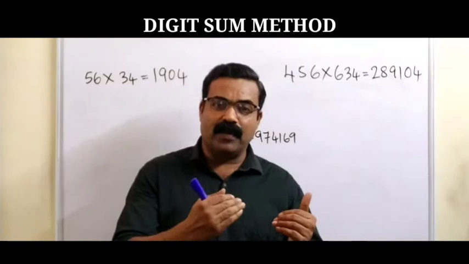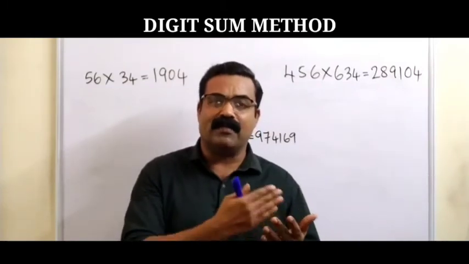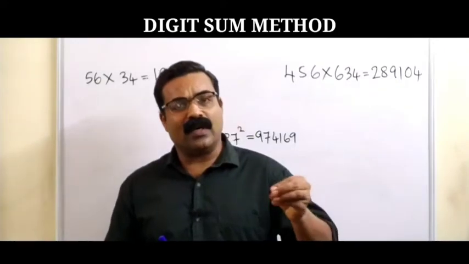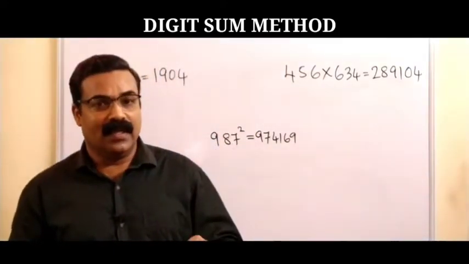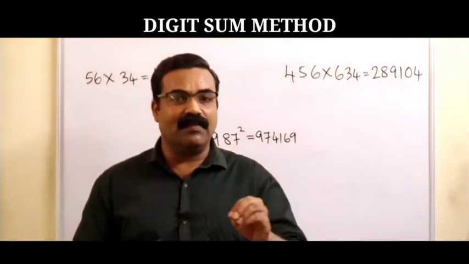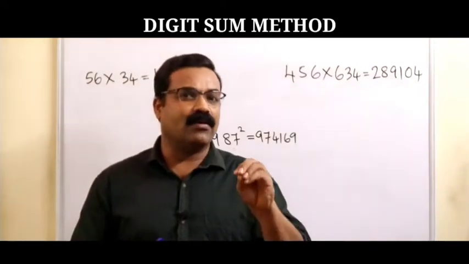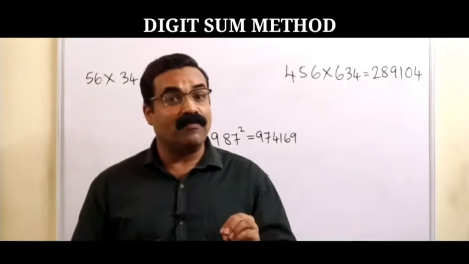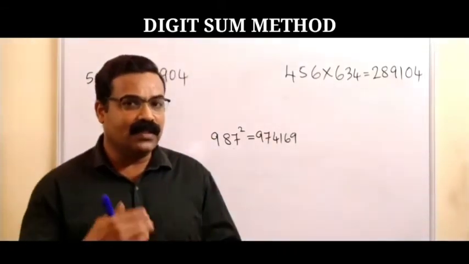In mathematical operations, you need to do some calculations like multiplication, division, subtraction or addition, and then you come to the final answer. But if you are a master in the digit sum method, even without solving the question, you can find out the answer from the given options. That is how powerful this technique is. So what is this technique about?